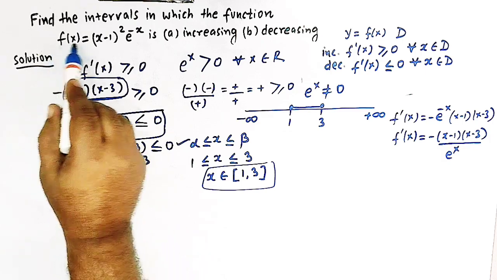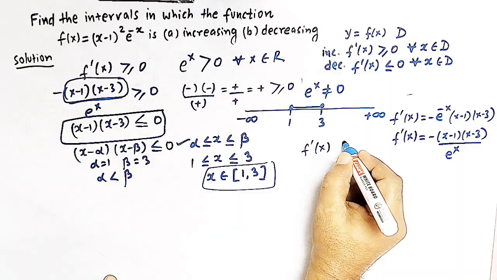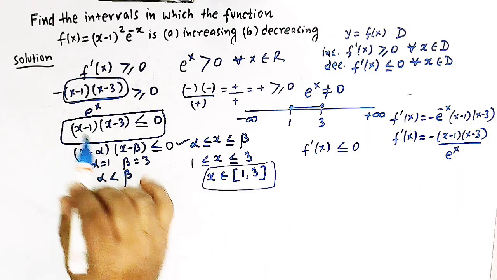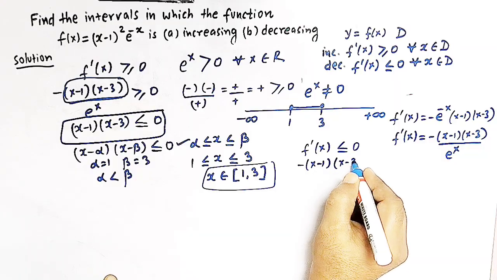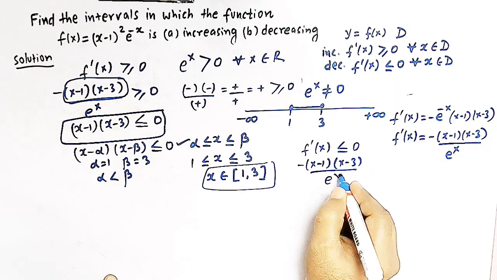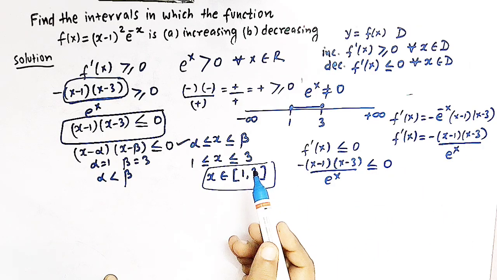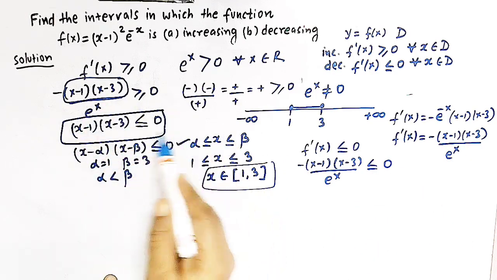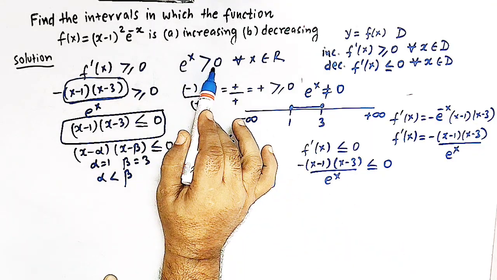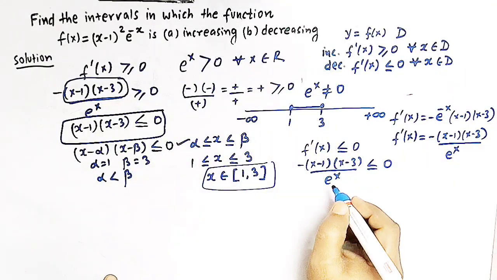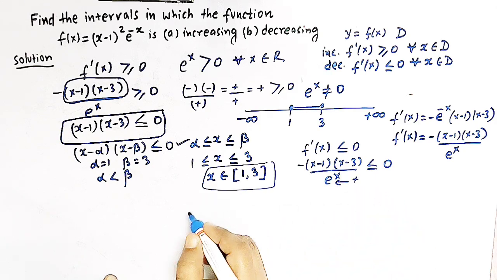So now for f of x to be a decreasing function, we must have f prime of x less than or equal to 0. That is, negative of x minus 1 times x minus 3 over e raised to x is less than or equal to 0. So now again we'll apply the same argument here. Here e raised to x is greater than 0 for all x belonging to R. So this quantity is always going to be positive, right?